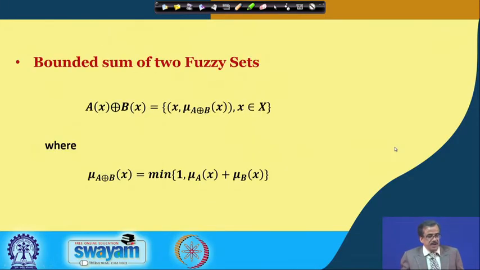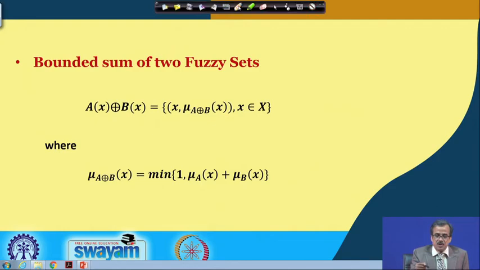Now, the next operation is known as the bounded sum of two fuzzy sets. Once again I have two fuzzy sets, A(x) and B(x), defined in the same universe of discourse, where x belongs to capital X, and I will have to find out the bounded sum. This is the symbol for the bounded sum.